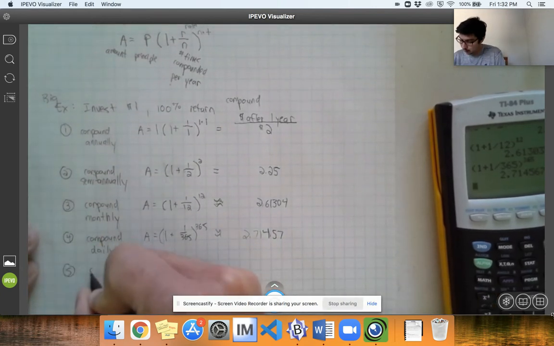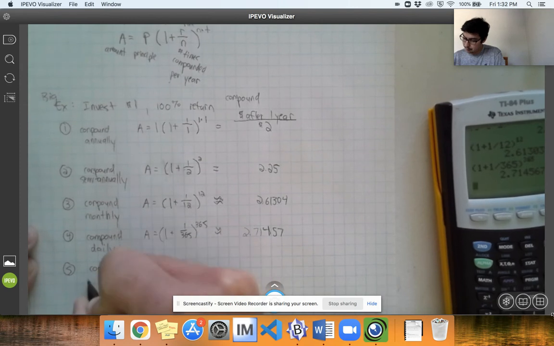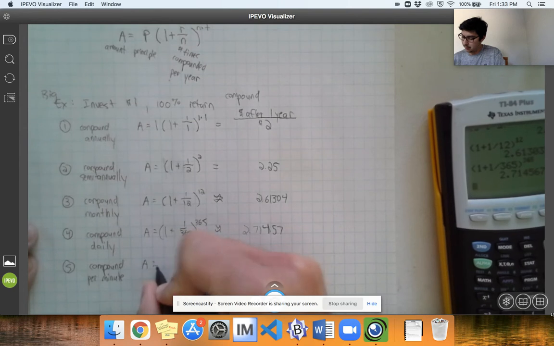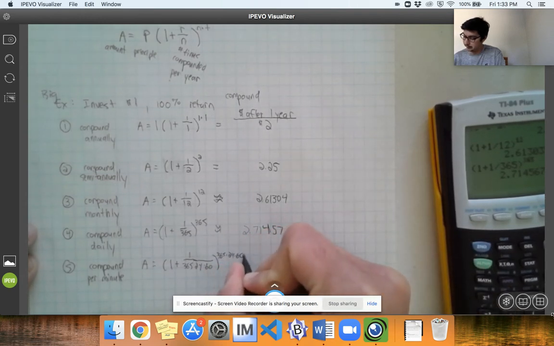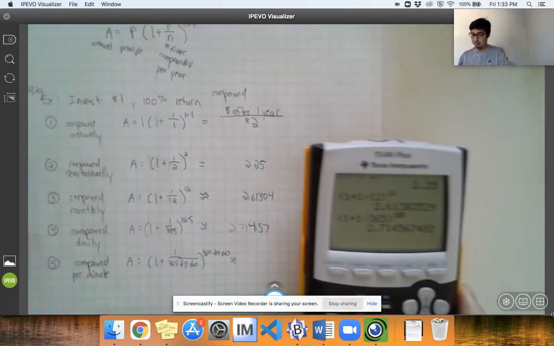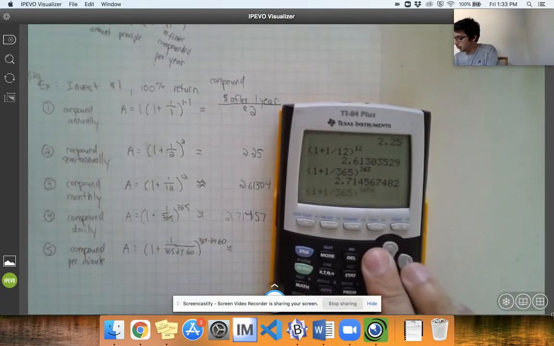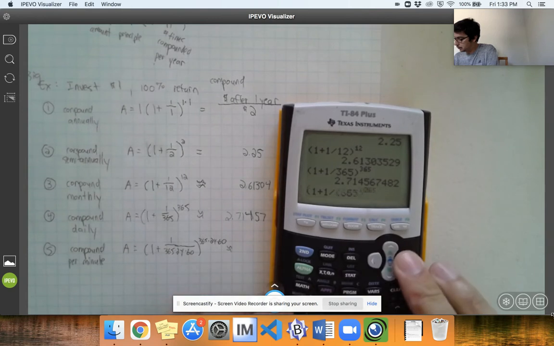Let's break it down even more. What if we compound per minute? We want the best return. So that would be 1 plus 1 over 365 times 24 hours in a day times 60 minutes in each day. And then you raise it to that same amount. And after 1 year, what's that going to give you? All right, let's put this in. Should we do it correctly? So I'll add a parenthesis here. 365 times 24 times 60, add a parenthesis for the denominator, to the power of 365 times 24 times 60.